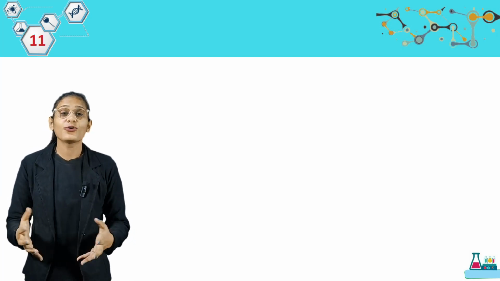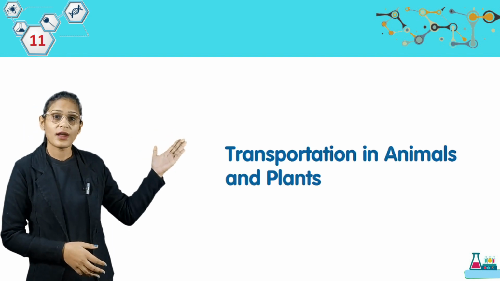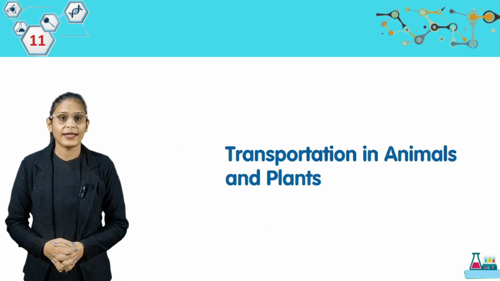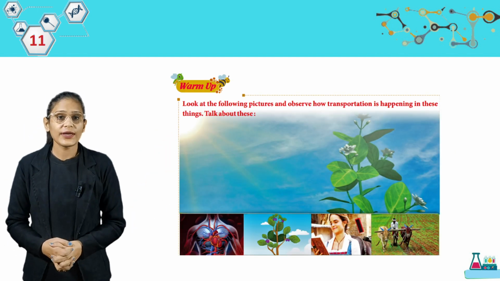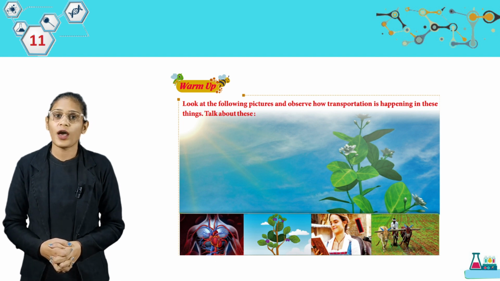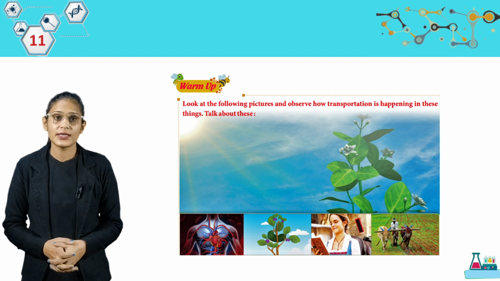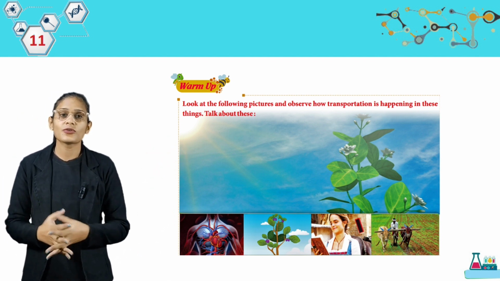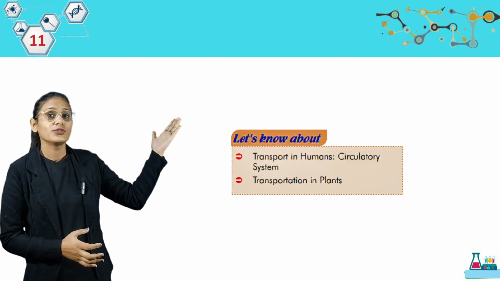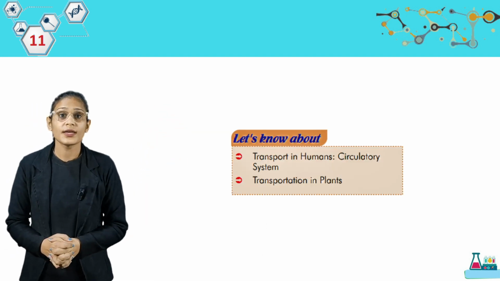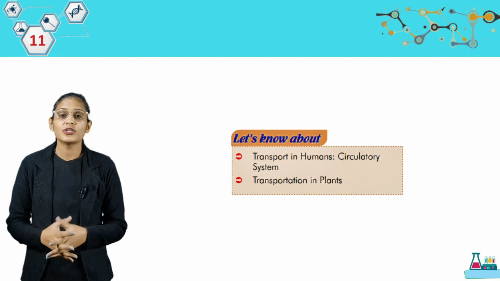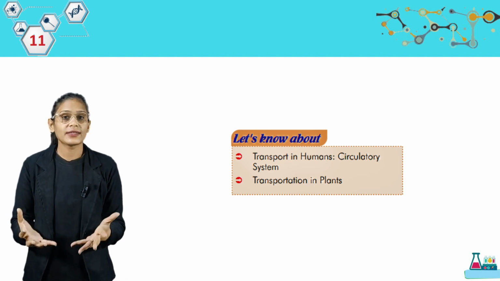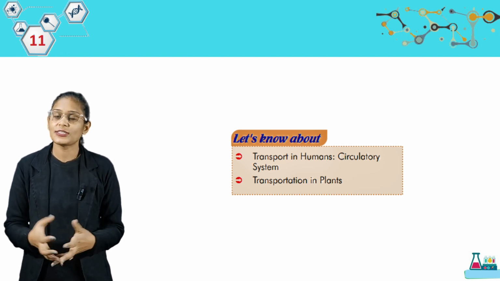So today we are going to discuss chapter 11, Transportation in Animals and Plants. Let's warm up. Look at the following pictures and observe how transportation is happening in these things. Talk about these. So students, look at these pictures and you have to talk about these pictures in your class. Let's know about transport in humans, circulatory system, transportation in plants. So students, these are the two topics we are going to discuss in our chapter.